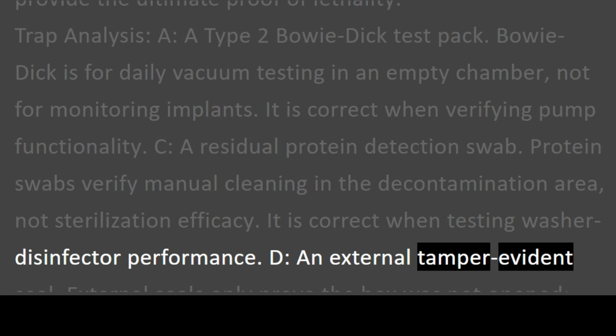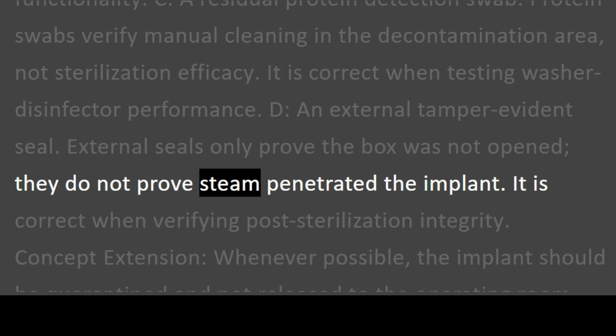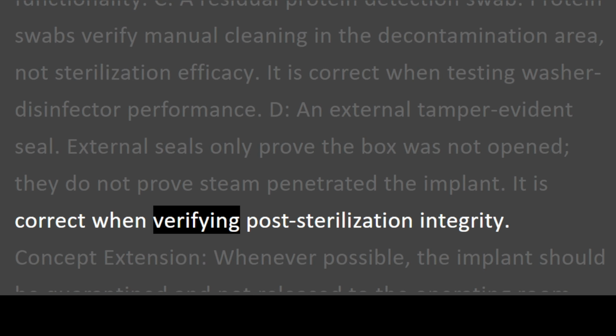D. An external tamper-evident seal. External seals only prove the box was not opened, they do not prove steam penetrated the implant. It is correct when verifying post-sterilization integrity.